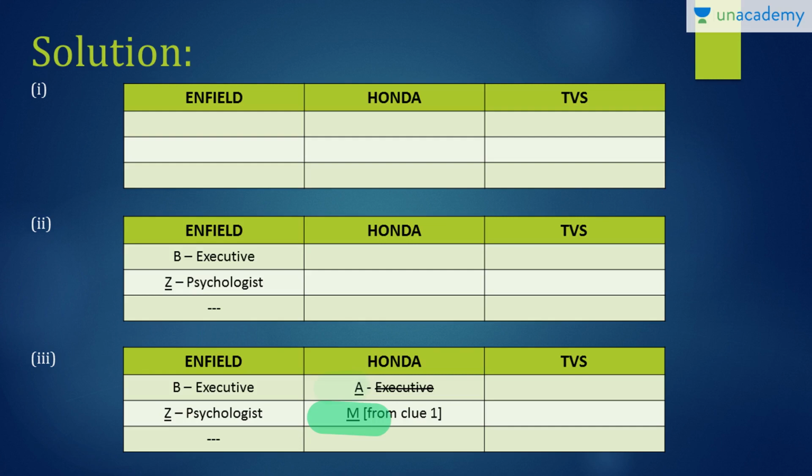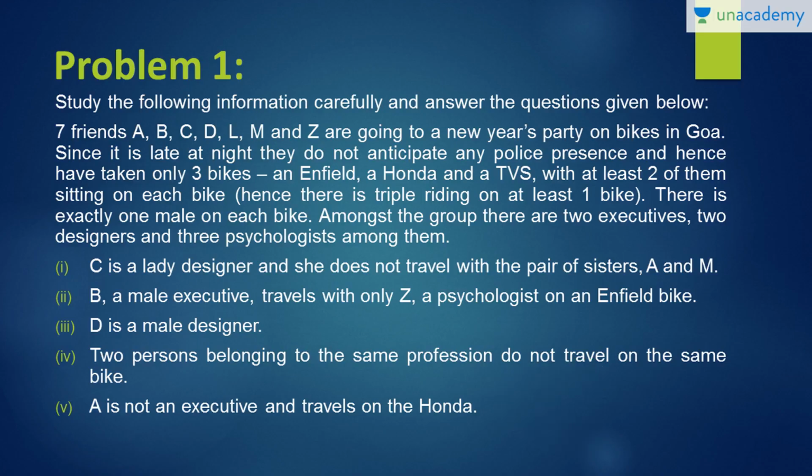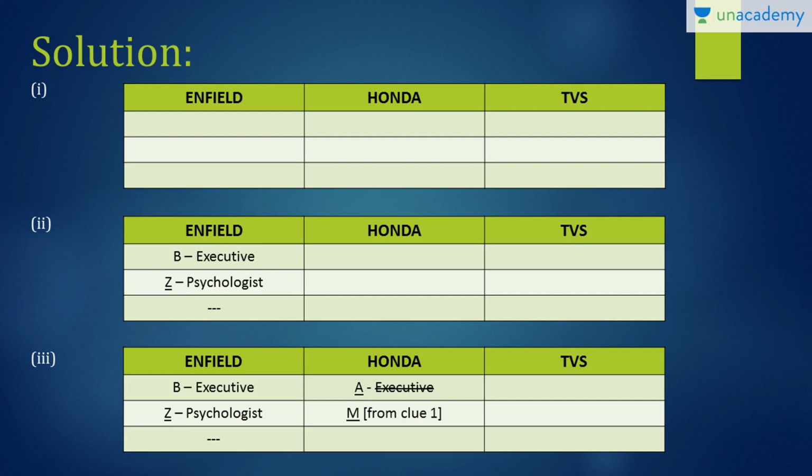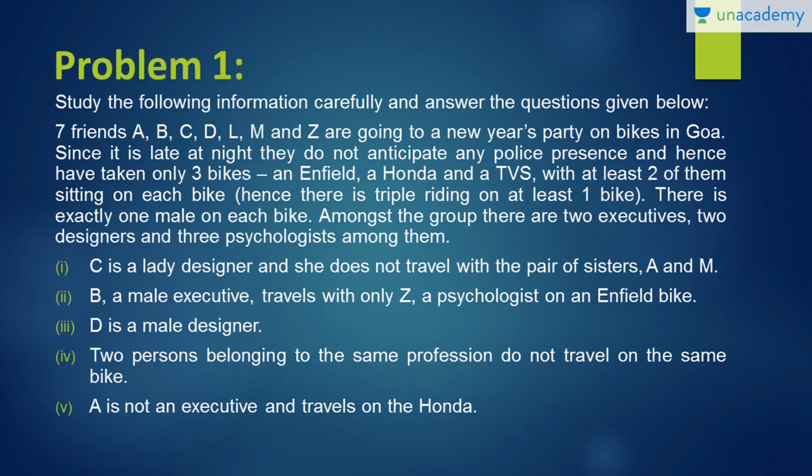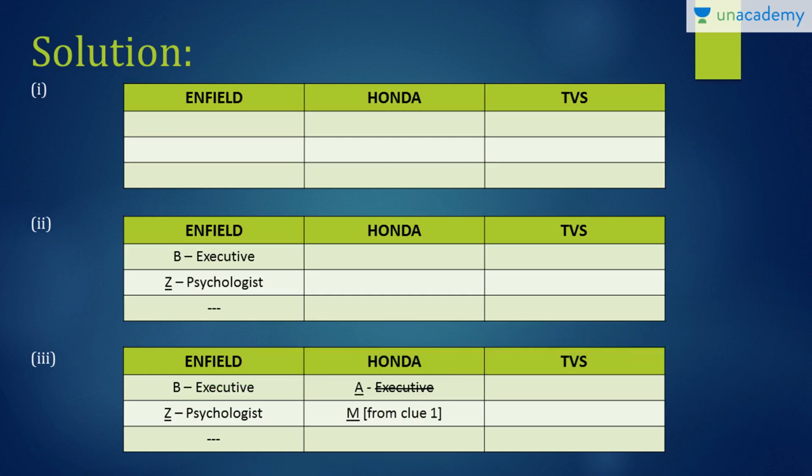But I also know from clue 1 that C can't come to this place. Also there is no place for C here. So C has to travel in a TVS. What else do I know? I know that C is a designer. C is a lady designer, and the other designer we have is a male designer, D. So two designers, because they belong to the same profession, can't travel on the same bike. So I get to know that D is the person who travels here.